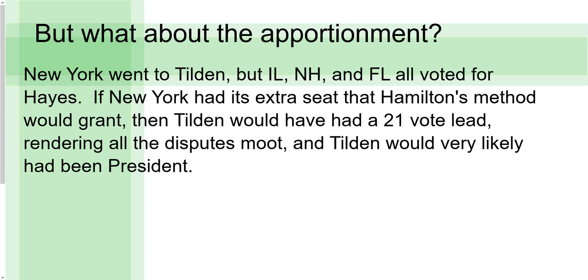Now, here's the thing. Remember I said before that the apportionment was slightly off? New York went to Tilden. So New York's electoral votes went to Tilden, but Illinois, New Hampshire, and Florida, all three of those states voted for Hayes.